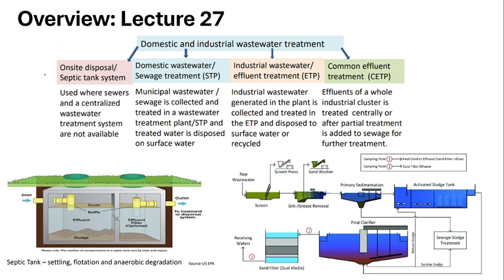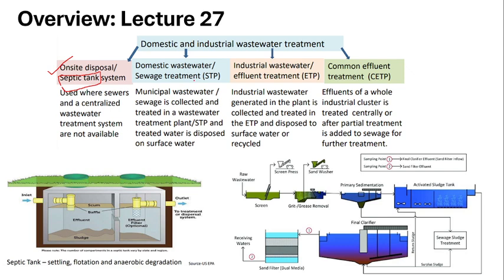When we go for the on-site disposal system, this is a very familiar one, right? If we do not have sewage lines in our home, what we will do is store all the household waste in the septic tank, and then from the septic tank it will be periodically disposed of. They will be carried to the STPs. So this is the on-site disposal system. This is used where sewers and the centralized wastewater treatment system are not available.